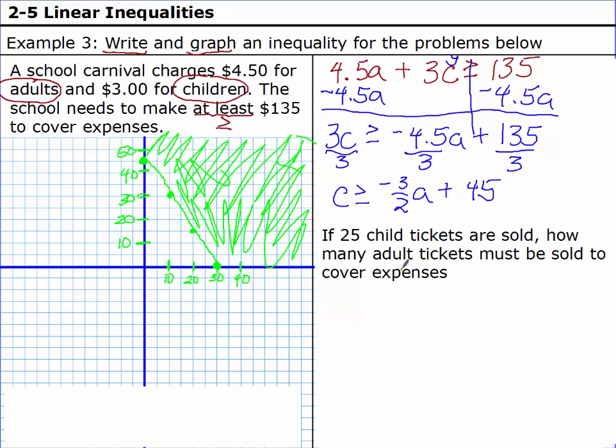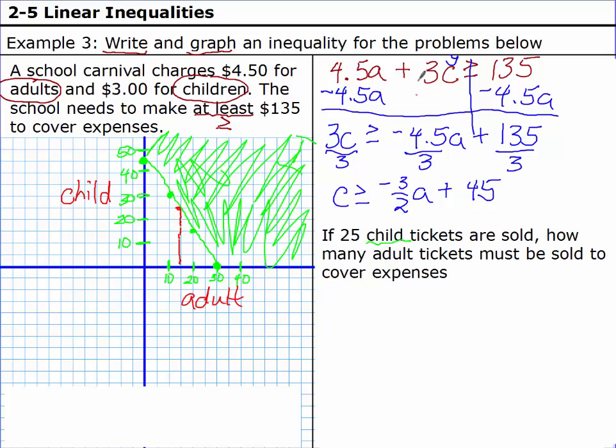Alright, let's answer this question right here. If 25 child tickets are sold, how many adult tickets must be sold? Remember, child was our y value, so that means that these are the child tickets. These down here must be the adult tickets. So if 25 child tickets are sold, that's about right here. How many adults are sold? And it looks like it's right on 15. But I kind of ballparked this line. It might not be perfect, so let's not assume, but we should expect our answer to be close to 15, just by looking at our graph.